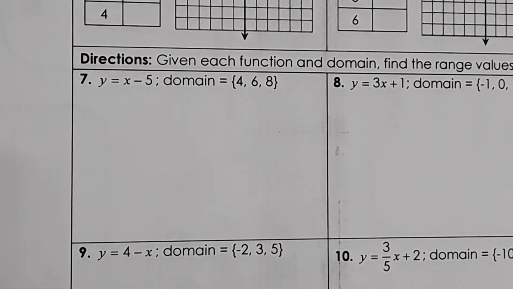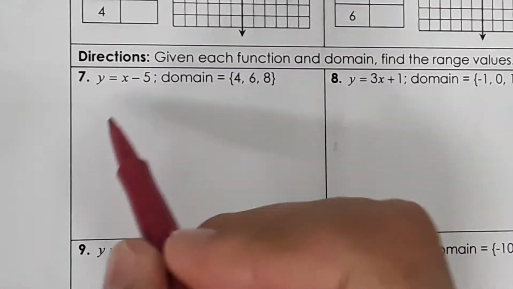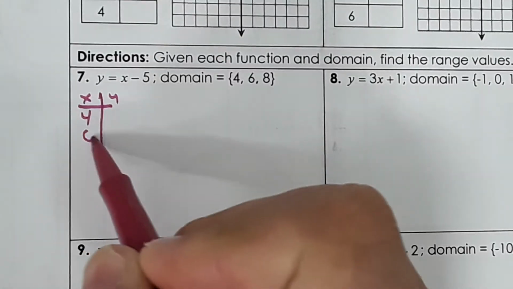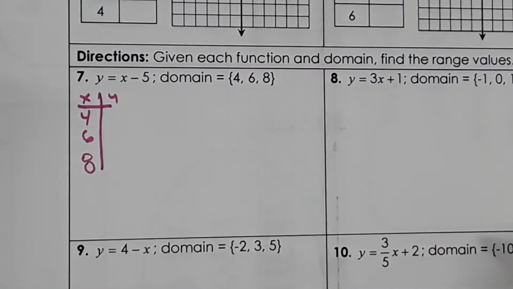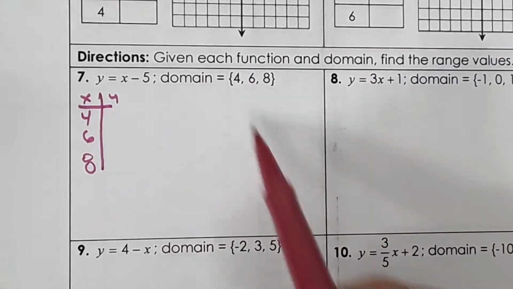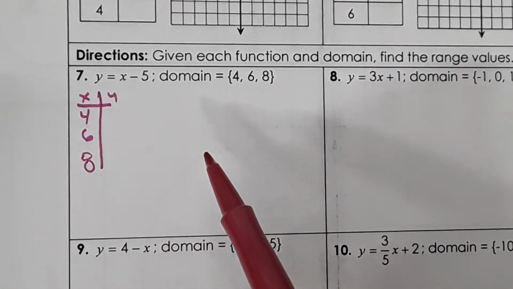Question 7. Here's your rule, y equals x minus 5, and here's your domain, meaning that for these problems, they want you to use these numbers to find the output numbers. Now, all we're doing here, we're not graphing this. Given each function and domain, find the range value. So we're just looking for the range.